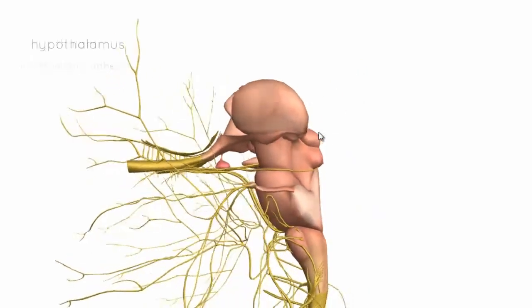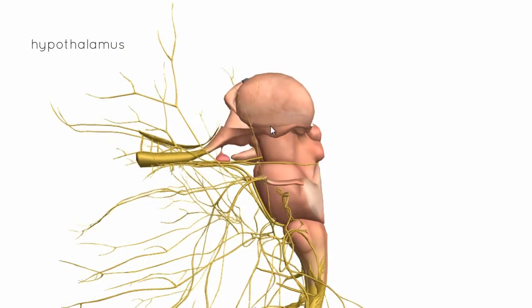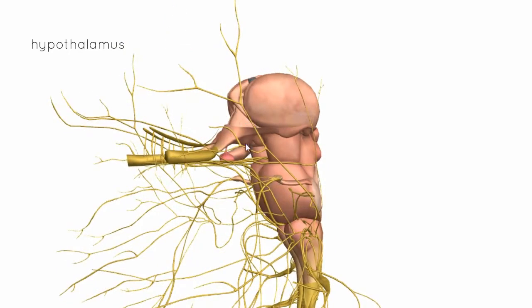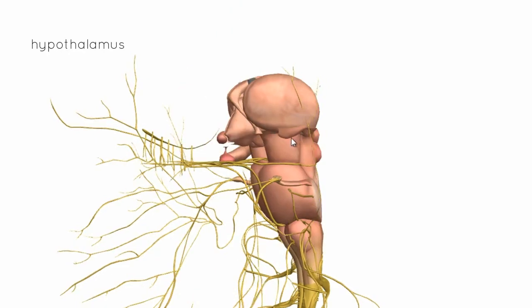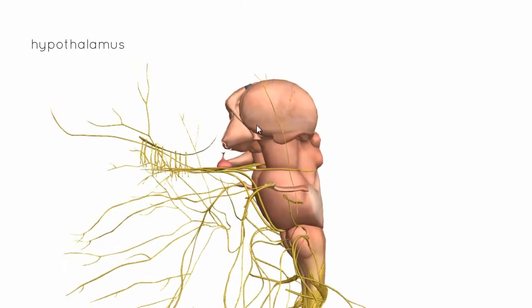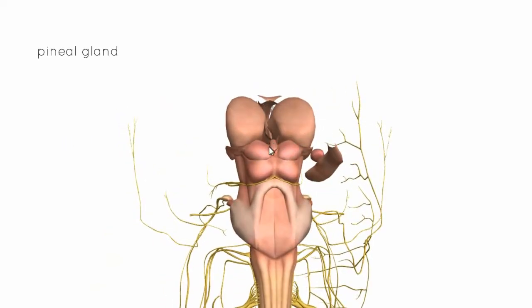Just below the thalamus you've got the hypothalamus, which is a little bit smaller. The hypothalamus sits here. I just got rid of a few of those structures. You can see the oval shaped thalamus and the hypothalamus below it, and at the back just here you've got the pineal gland.